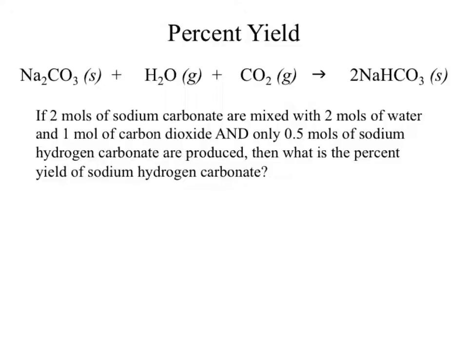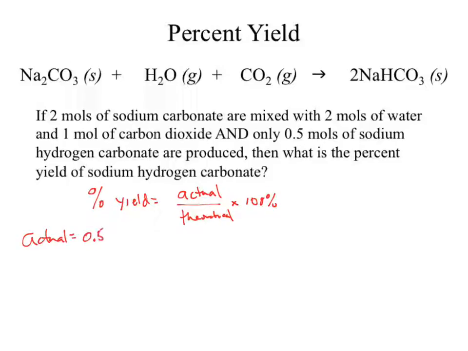So the first useful thing to write down would be percent yield equals actual over theoretical times 100%. So I have to remember we'll include it. Are we given the actual or the theoretical explicitly in the question? We're given the actual. So actual equals 0.5 moles of our sodium hydrogen carbonate.